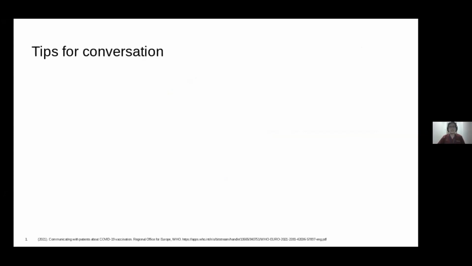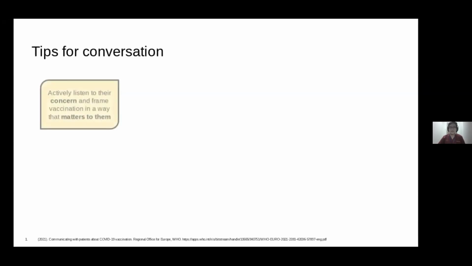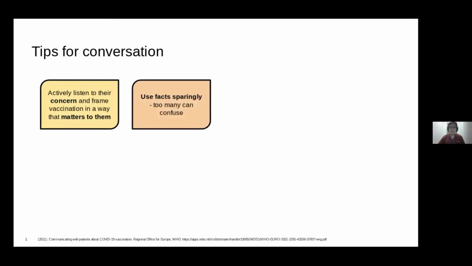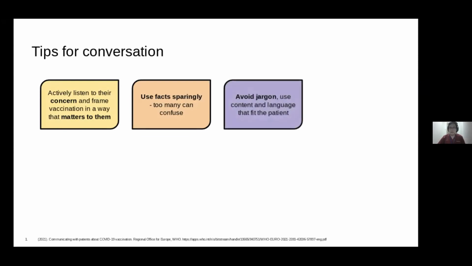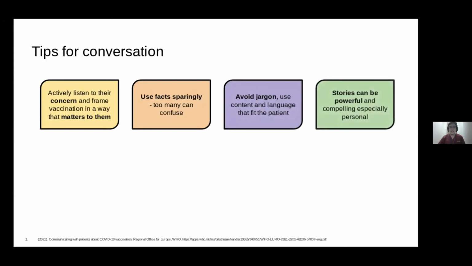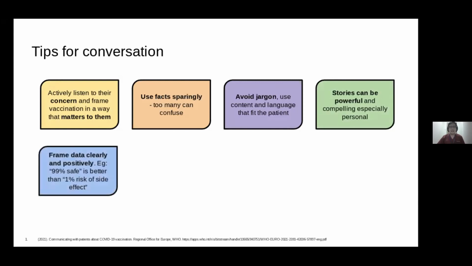There are some tips in conversing with vaccine-hesitant individuals, be it with your patients, your friends, or even your relatives. Number 1, actively listen to the concern and frame vaccination in a way that matters to them. Number 2, you can use fact, but don't use it too often because too many facts at the same time, it can confuse. Avoid using jargon, use language and content that specifically fit the patient. And instead of using facts, you can change it into a stories because it is very powerful, and especially when it involves your personal experience, because we healthcare workers, we also get vaccinated and we also have our own experience with vaccination.